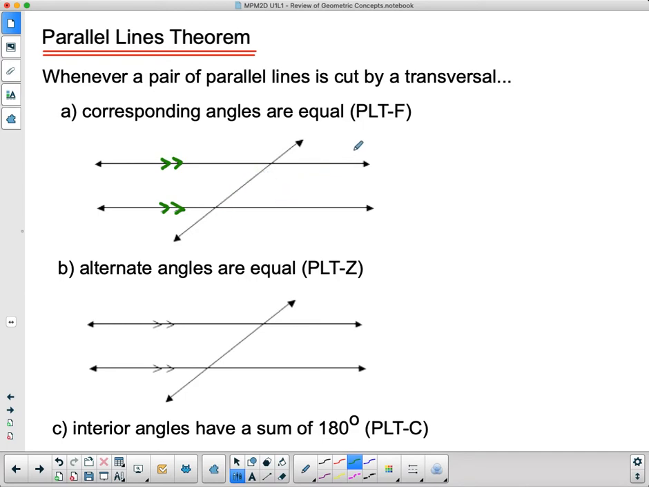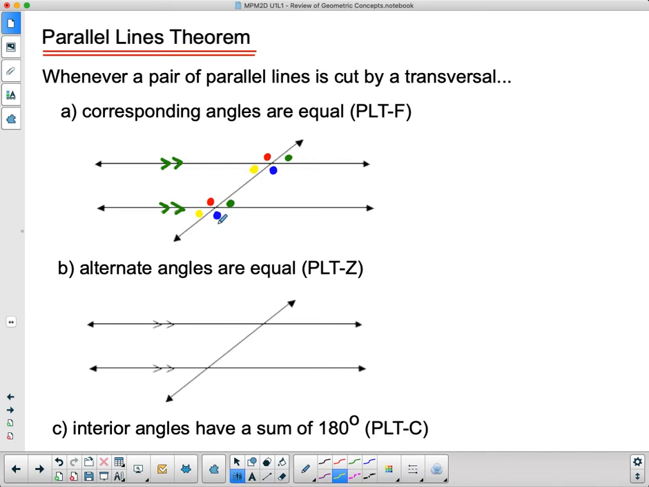So what are corresponding angles? Well, corresponding angles are ones that are in the same position in each intersection. So this one corresponds with this one. This one corresponds with this one. This one would correspond with this one. And lastly, this one would correspond with this one.